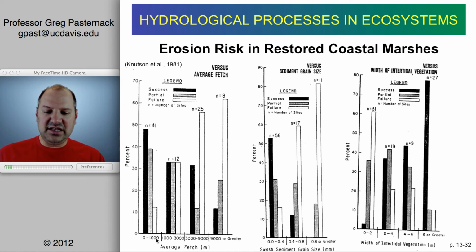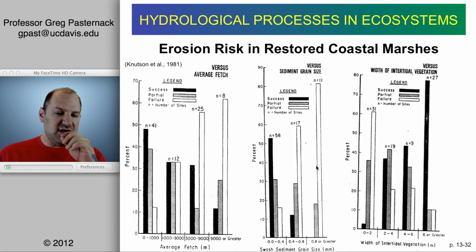The x-axis gives values for each of these metrics. The y-axis gives you the percent of wetlands that either succeeded, meaning the project worked, which is black, or failed, which is white, and then uncertain or partial success is in between. You can see that for very short fetches with less wind, there's a predominance of success and partial success and relatively little failure. But by the time you get to very large fetches, the majority of sites fail. There are fewer sites that have that condition, but still they tend to fail.